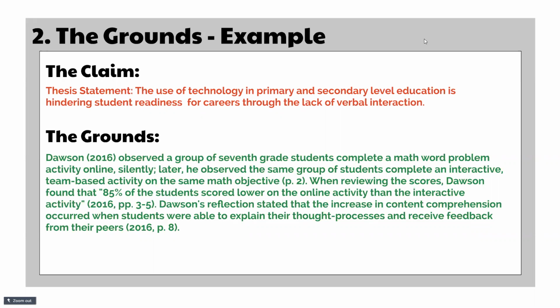The grounds or supports reads, Dawson observed a group of 7th grade students complete a math word problem activity online silently. Later, he observed the same group of students complete an interactive team-based activity on the same math objective. When reviewing the scores, Dawson found that 85% of the students scored lower on the online activity than the interactive activity. Dawson's reflection stated, the increase in content comprehension occurred when students were able to explain their thought processes and receive feedback from their peers. I want to quickly note that all in-text citations you'll find are in APA on this presentation.